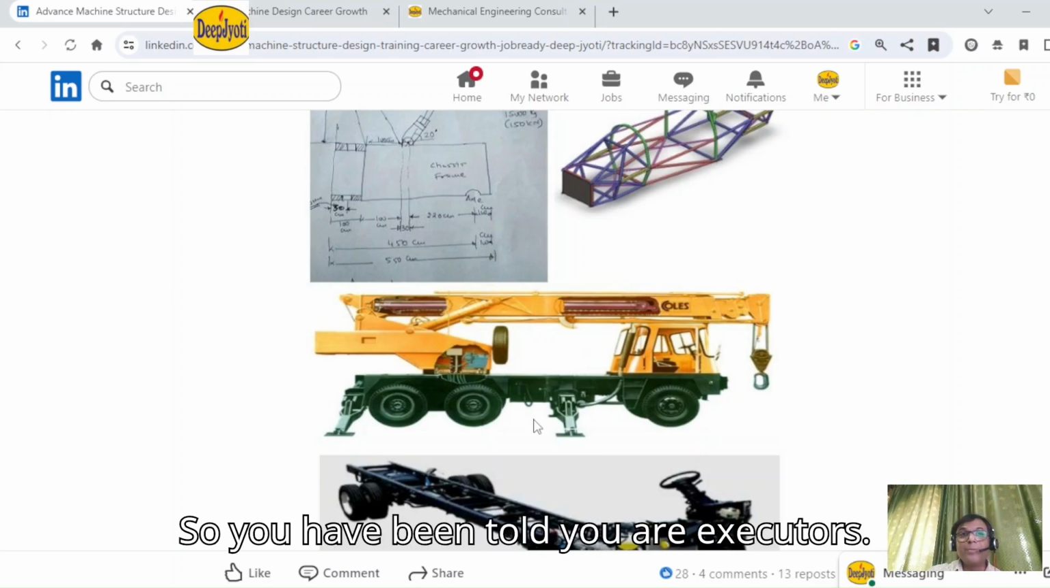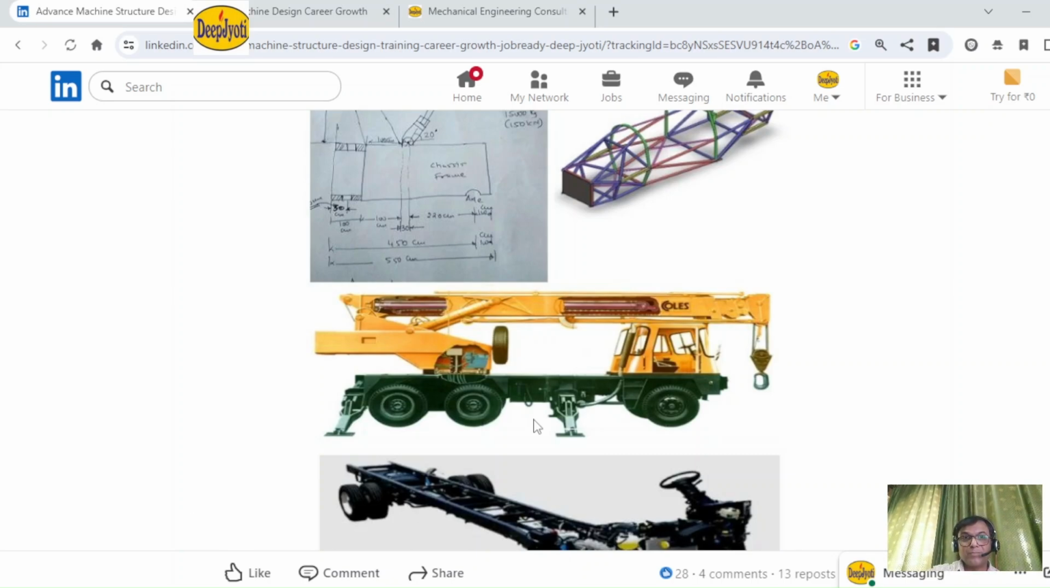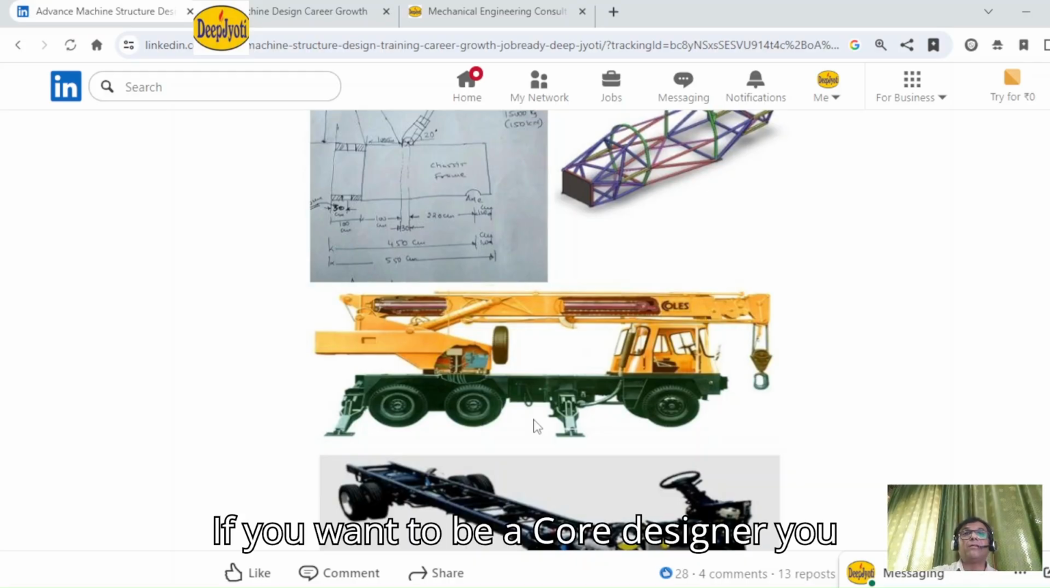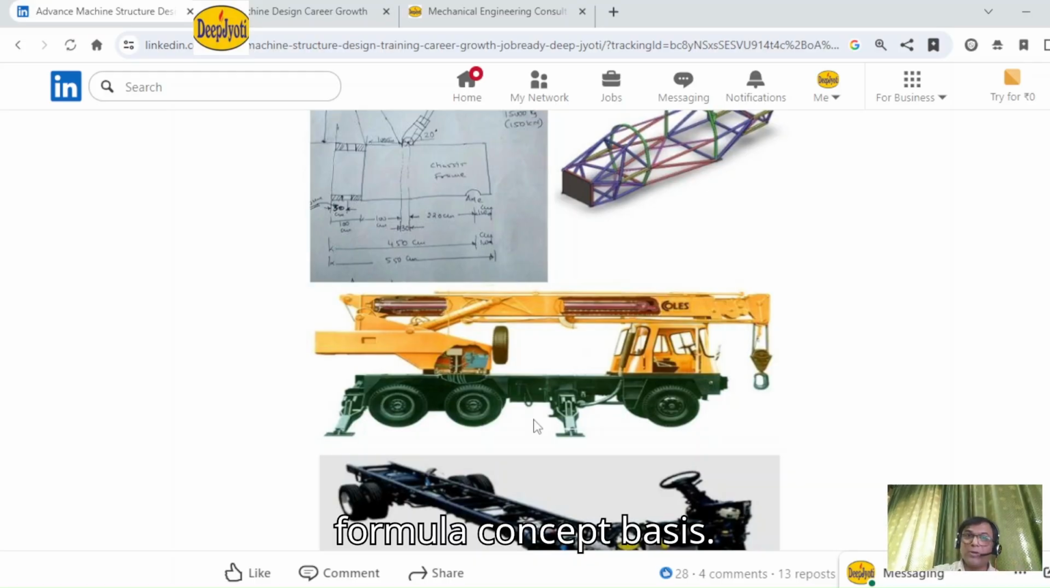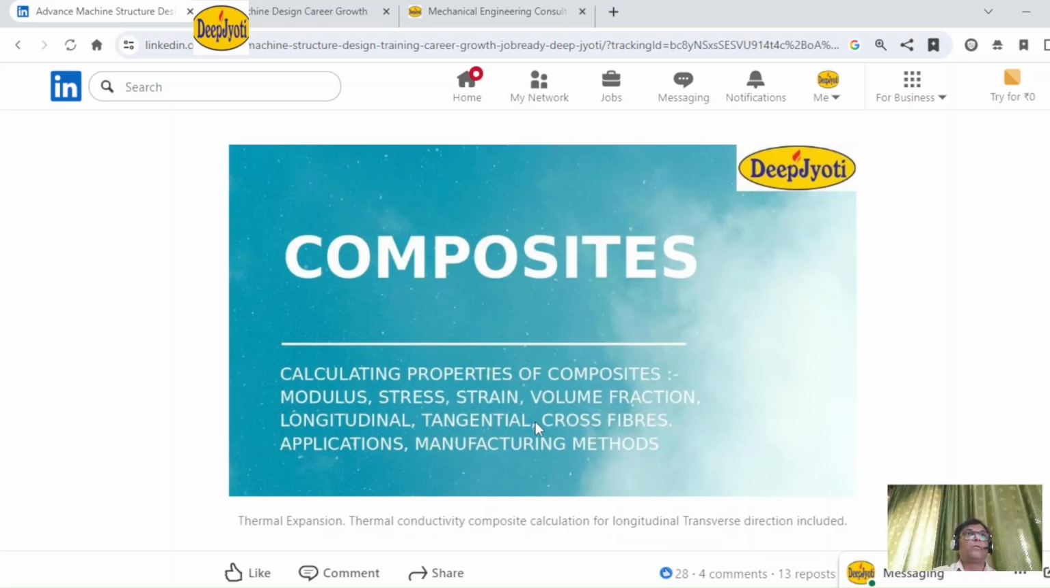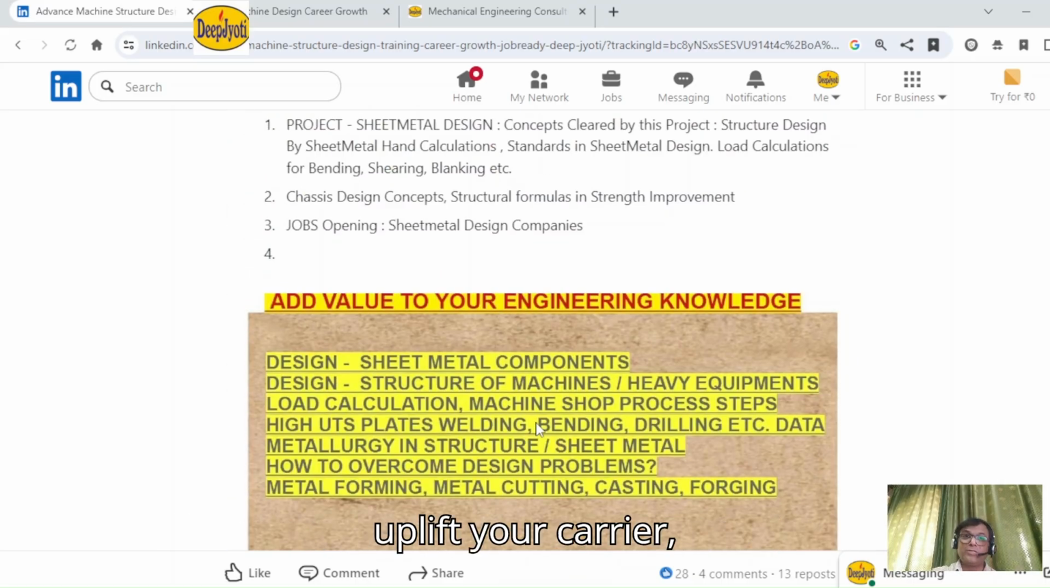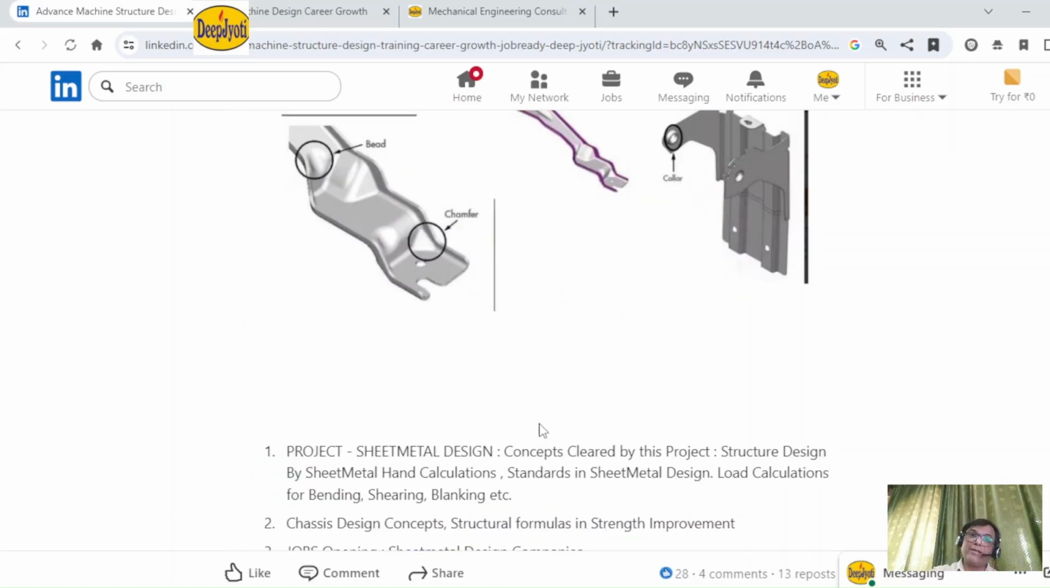So you have been told you are executors. If you want to be a core designer, you must understand the design from the formula concept basis. We have got more than 20 projects to uplift your career, right?